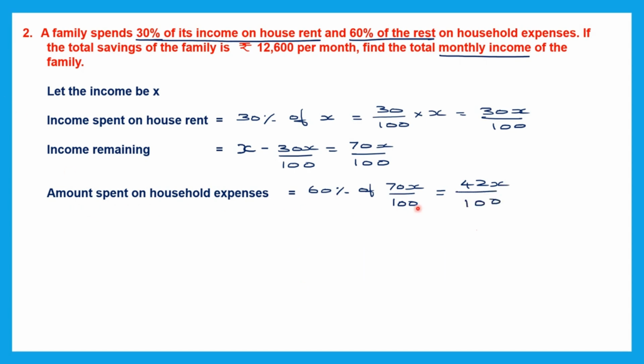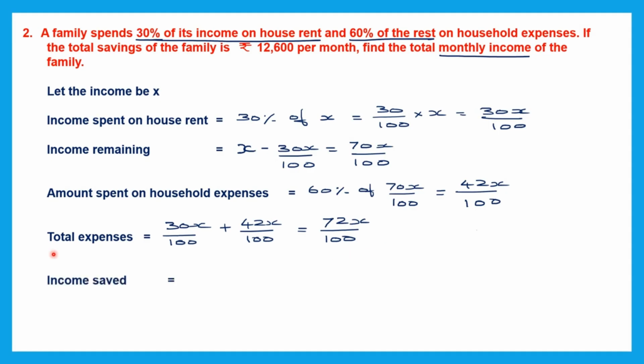So now we know how much has been spent on household expenses. Then total expenses. What are the total expenses? Now so much was spent on house rent, so much was spent for household expenses. So if we add up both, we will get the total. So that is 30x by 100 plus 42x by 100. So now since the denominators are the same, we can simply add the numerators. 30 plus 42 is 72, and we have x, 72x by 100. So this is the total expenses. This is the income, this is the expenses. If we subtract both, we will know what the savings are.